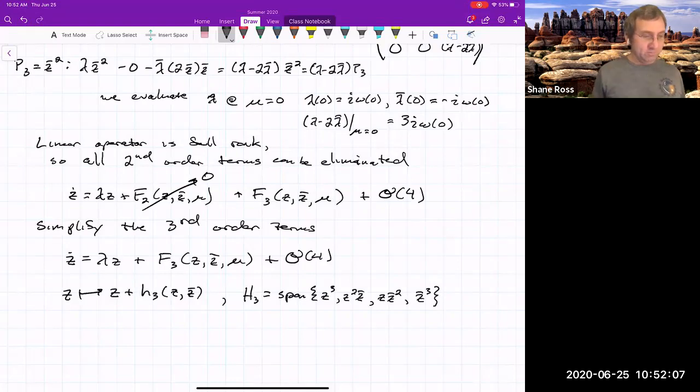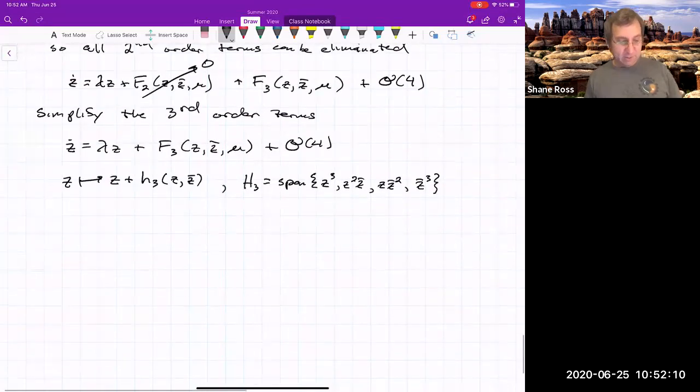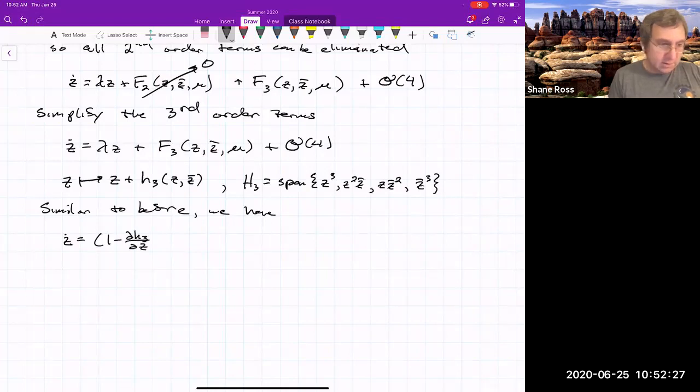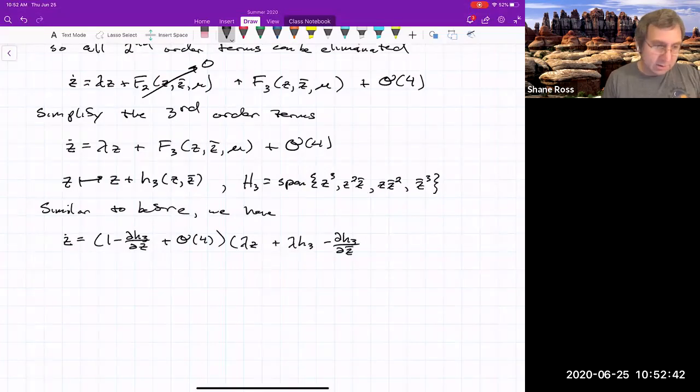And we could do something, right? We write this out similar to before. C dot equals 1 minus partial H3 partial z plus, next leading order is order 4, times lambda z plus lambda H3 minus partial H3 partial z bar lambda bar z bar plus F3.